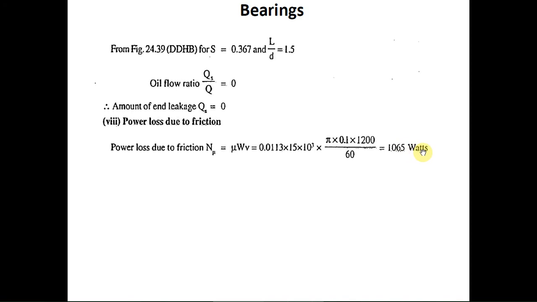So this is the solution for the problem. In this way you have to solve the problem. What is important is that you have to refer to the data book. I'll try to pick another problem, so I'll do that. I'll stop here.